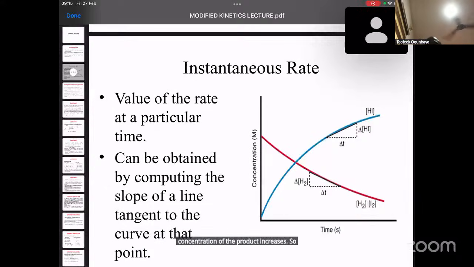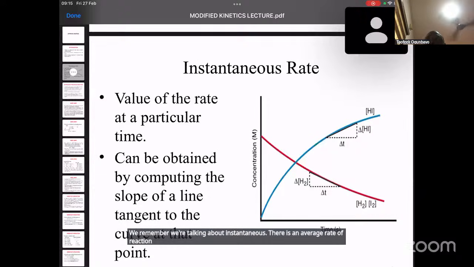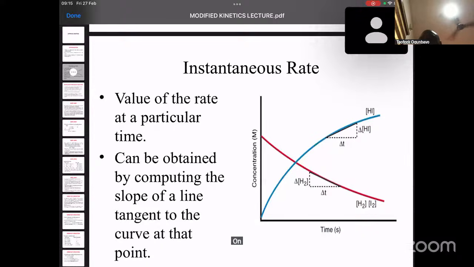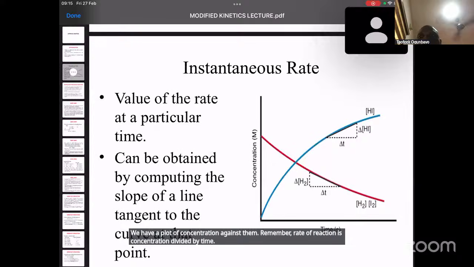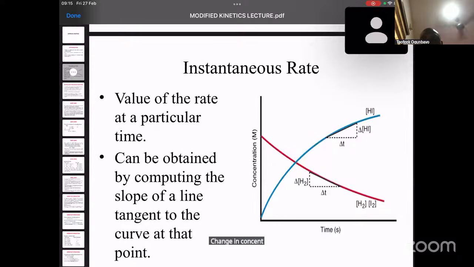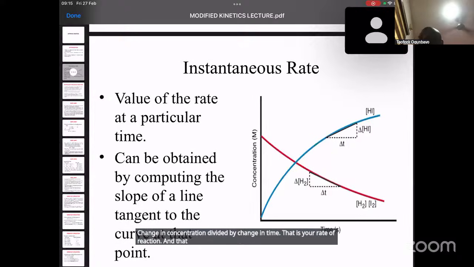So now, if you want to compute rate of reaction, remember, we're talking about instantaneous. There is an average rate of reaction. That is the rate of reaction that cuts across the whole curve. On this chart, we have a plot of concentration against time. Remember, rate of reaction is change in concentration divided by change in time. That is your rate of reaction, and that is what you're looking at here.